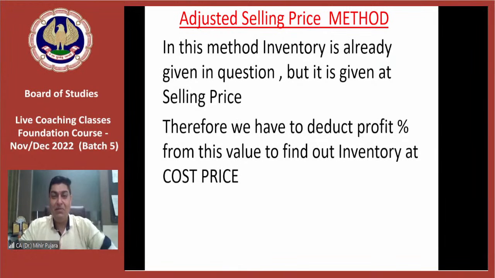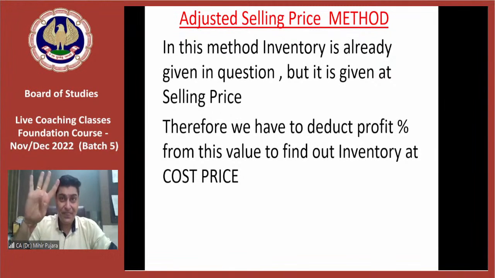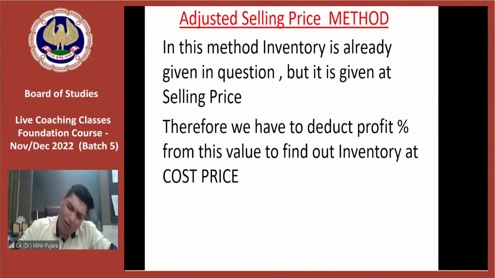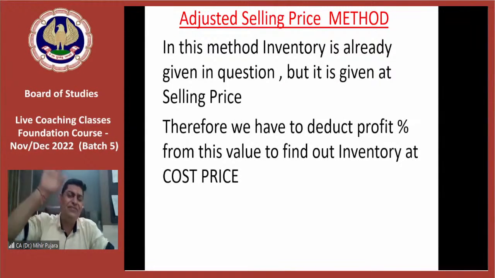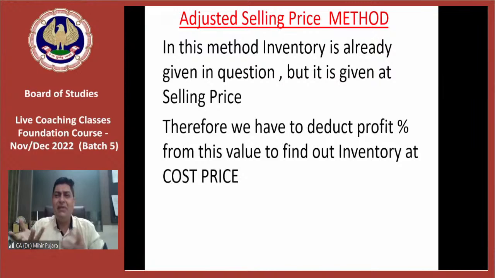Remember, guys, in previous 4 methods, we find out the closing stock, right? But in this method, inventory will be already given in the question itself. Then, sir, what is the meaning of this method? The chapter name is inventory. We have to find out inventory. Inventory will be given in question itself. Then, sir, why are we doing the exercise?